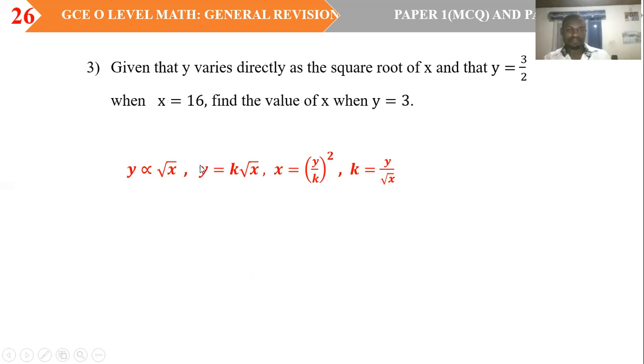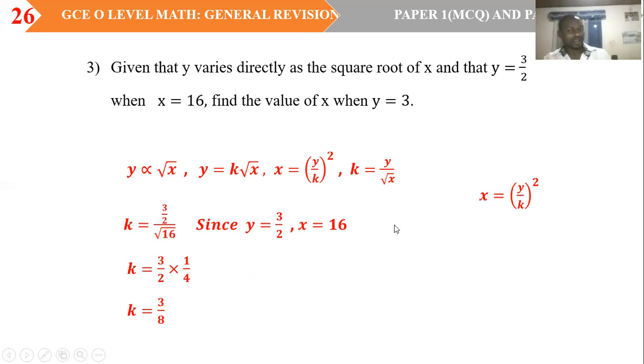Now, using the initial values of x and y, we can substitute here to find k. Because y is equal to 3 over 2, when x equals 16, it simplifies and gives us k equals 3 over 8. And with k equals 3 over 8, using the formula x equals y over k all squared, we just substitute y equals 3 and k equals 3 over 8 to have x. And if we simplify, x will be equal to 64.